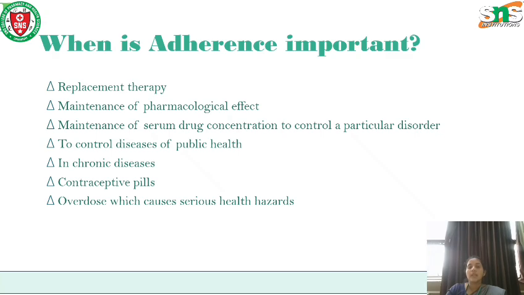Then, in the maintenance of serum drug concentration to control a particular disorder, as with anticonvulsant drugs, it is very important. We have to maintain a certain limit or amount of drug concentration in our blood or plasma level. Then, in controlling diseases of public health importance like HIV and TB, that is why in TB we follow the DOTS therapy, because that regimen, that scheduling, that frequency, everything is important. All this scheduling technique is done because adherence to that particular regimen is very important.